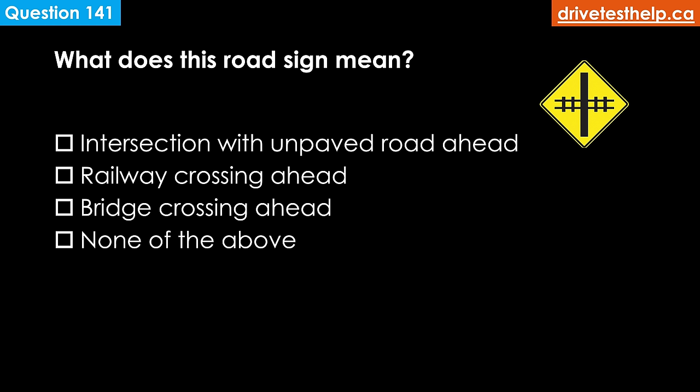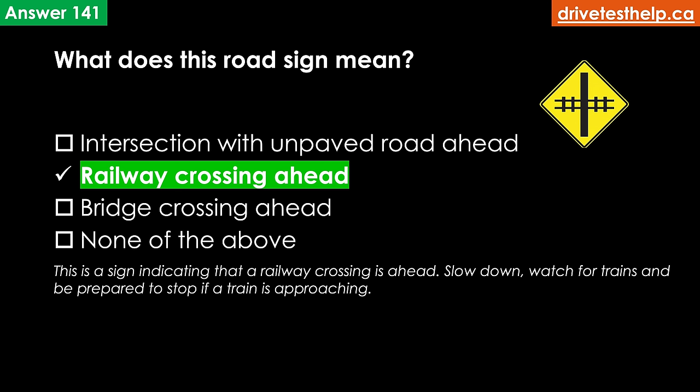What does this road sign mean? Intersection with unpaved road ahead, railway crossing ahead, bridge crossing ahead, none of the above. Correct answer, railway crossing ahead. This is a sign indicating that a railway crossing is ahead. Slow down, watch for trains, and be prepared to stop if a train is approaching.